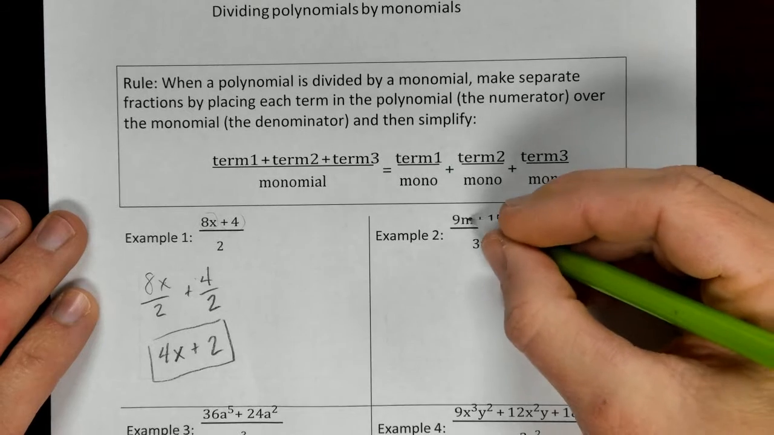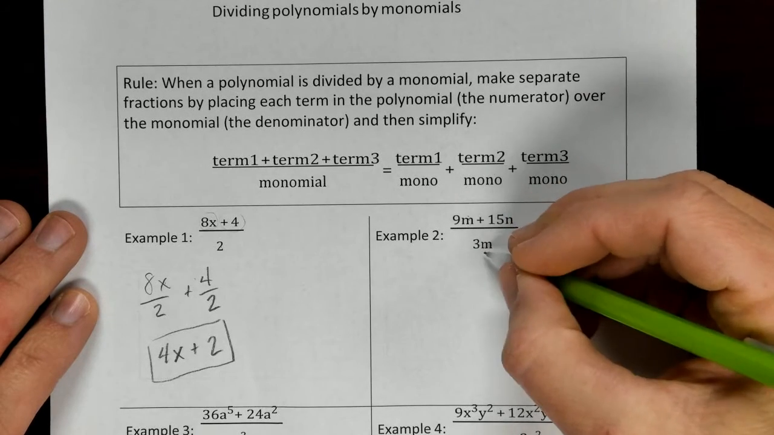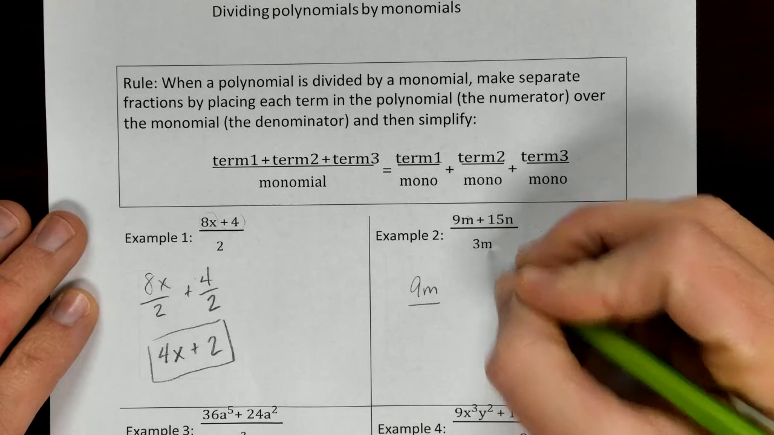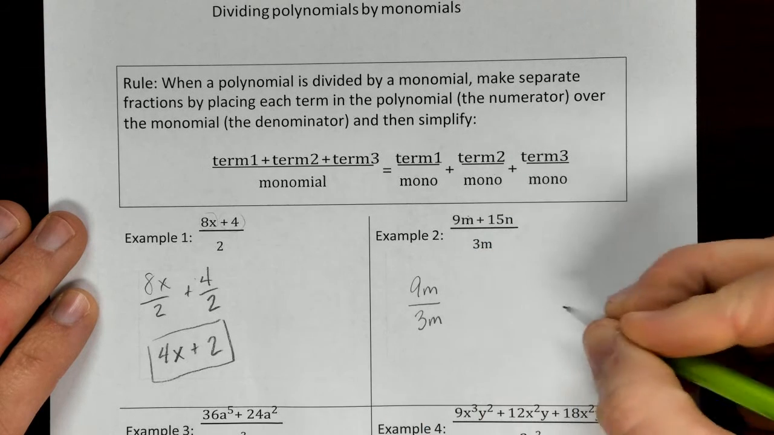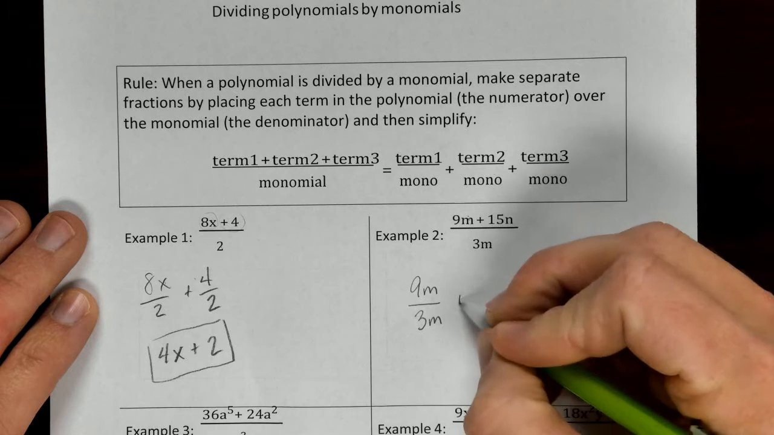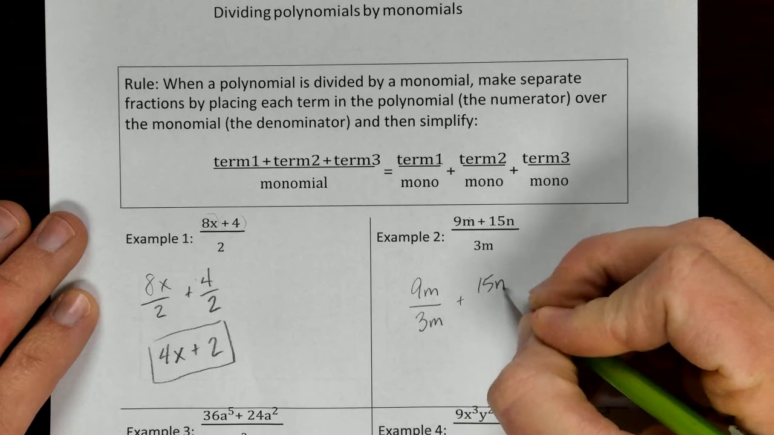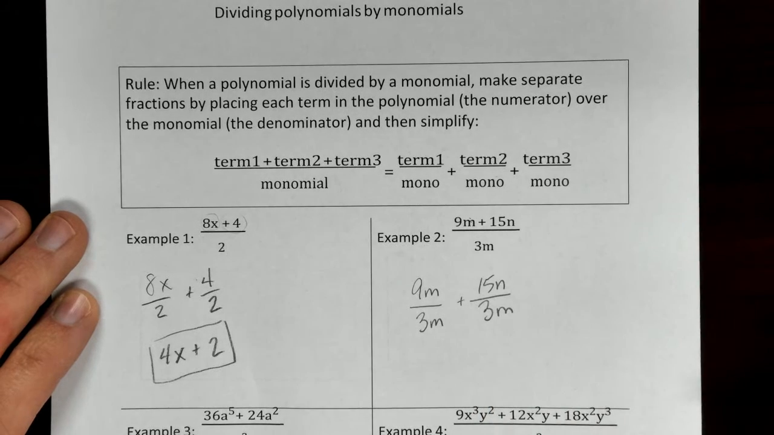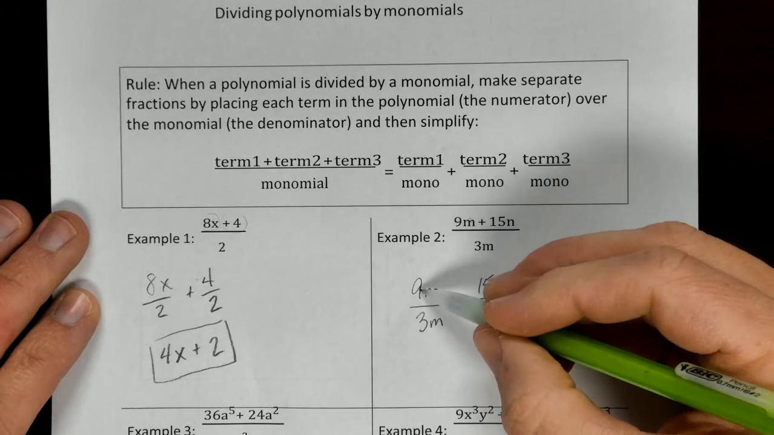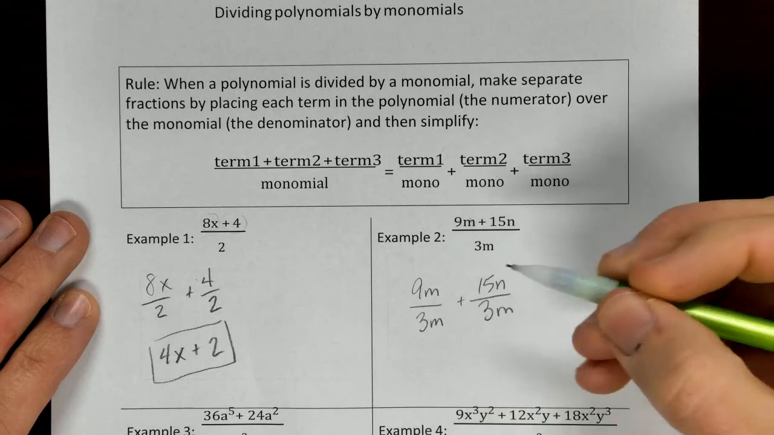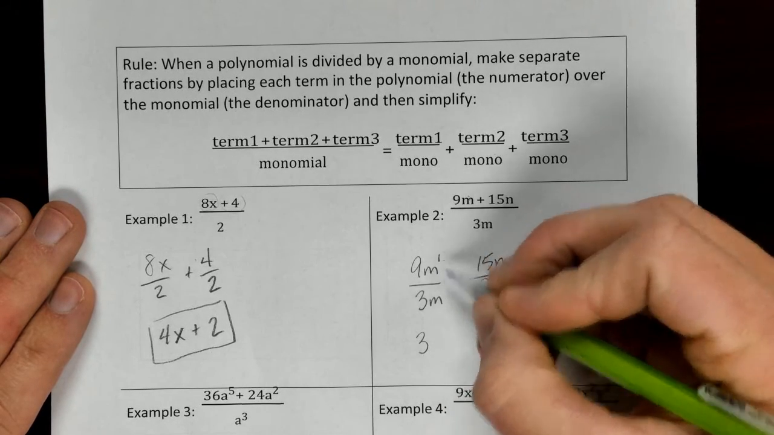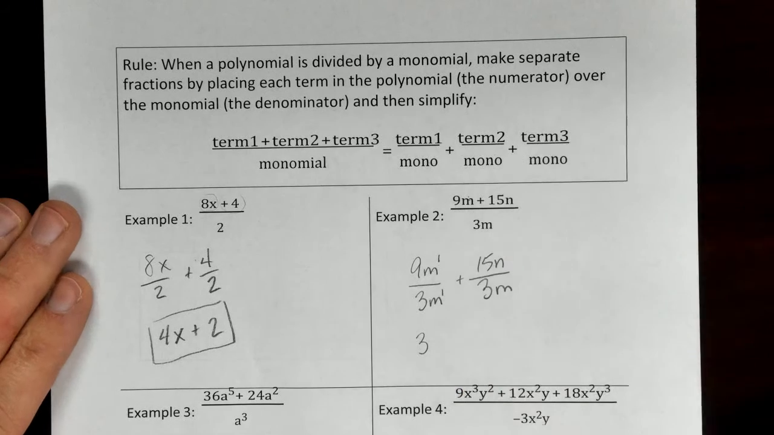Example number 2, I'm going to separate out my terms and write each divided by the monomial, right? So my first is going to be 9m, and that's divided by the monomial 3m. I'm going to take your second term, which is plus 15n, and divide that by 3m. Now, if you look here, I've got 9 divided by 3. 9 divided by 3 is 3. And we've got m to the first power divided by m to the first power.